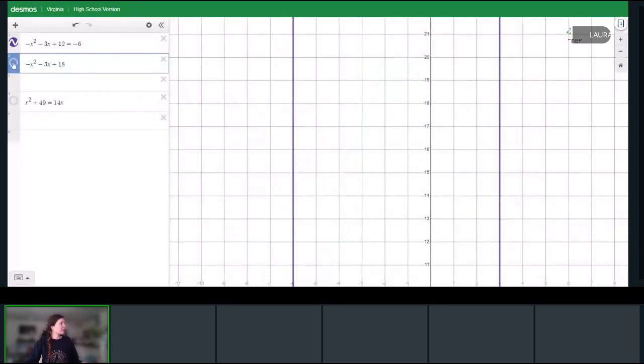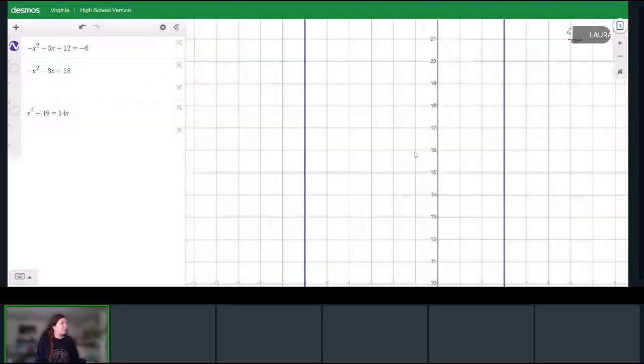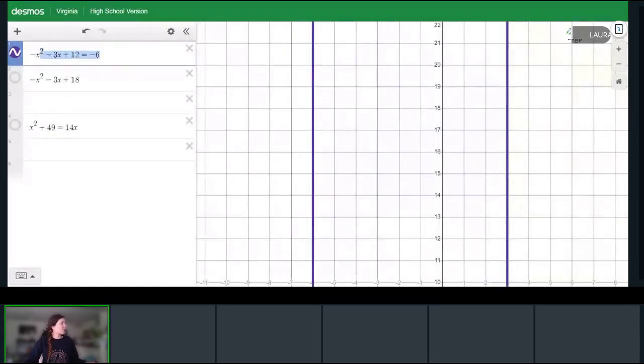Okay, so I have a couple things here. I don't want them all to be graphed. Just ignore the things that are not highlighted. So we can see that we have this quadratic just as is. Of course, I need to use x instead of n, but I put it equal to -6. So this is still a quadratic equation. It's just not super simplified. It's not in standard form because it's not equal to 0.